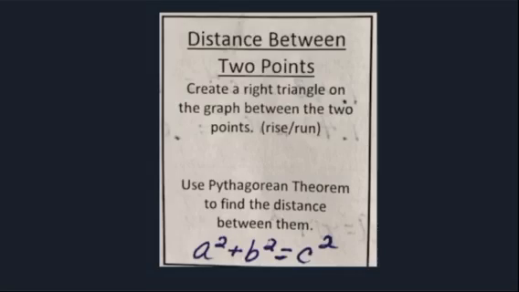Finding the distance between 2 points. So here you're just going to create a right triangle on graph paper between these 2 points, and then go back and use the Pythagorean theorem to find the distance between them. And remember, I put the Pythagorean theorem formula here again, and we went over it on the front side, and that's something you definitely need to commit to memory, because you will definitely see it on the EOG.